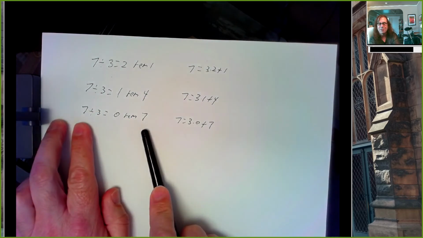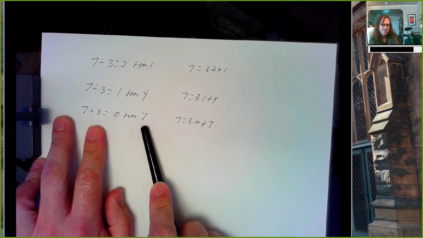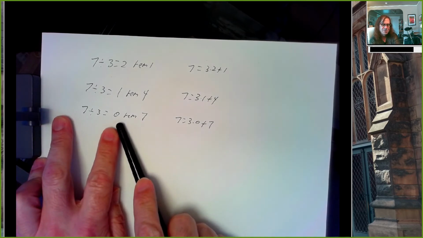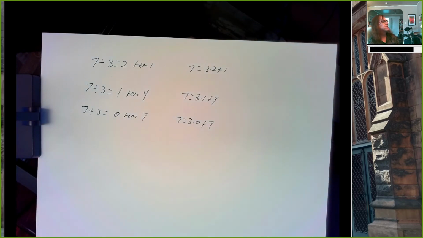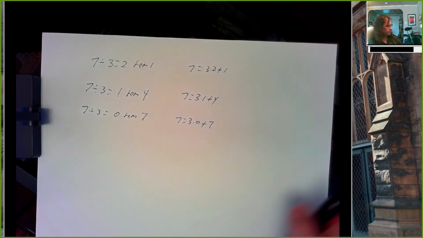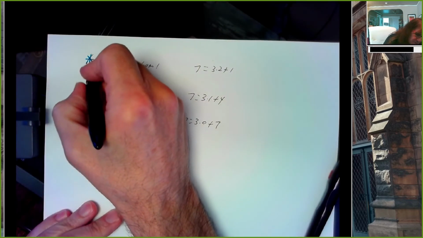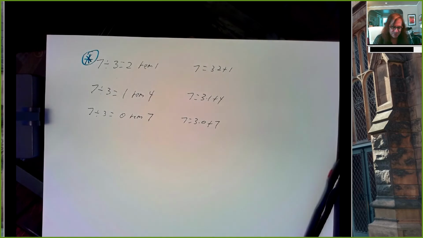This tells us nothing. Right? Anything divided by anything else is always 0 with a remainder of that first thing. So this would be the answer you would want to put to get your gold star.